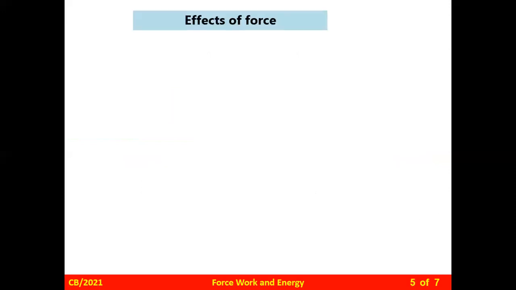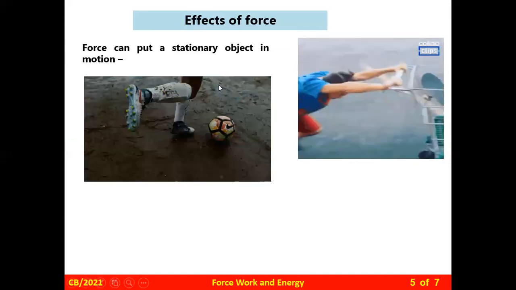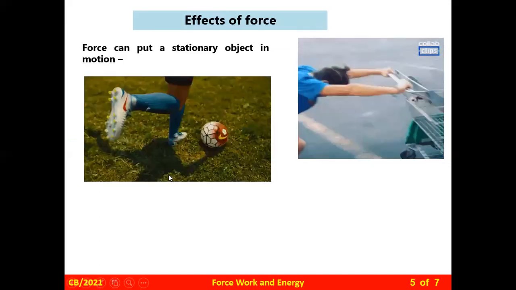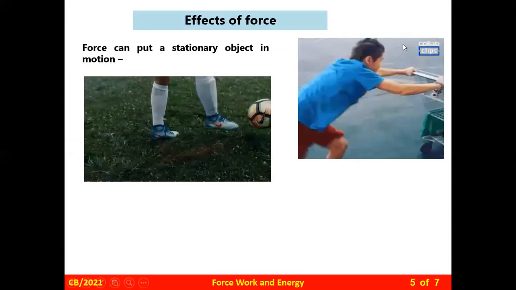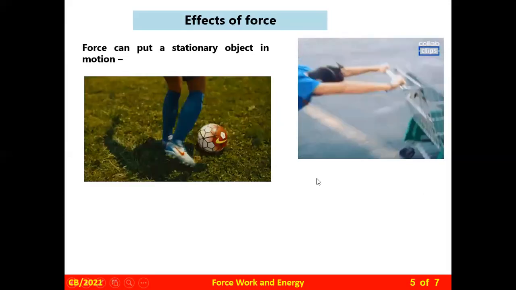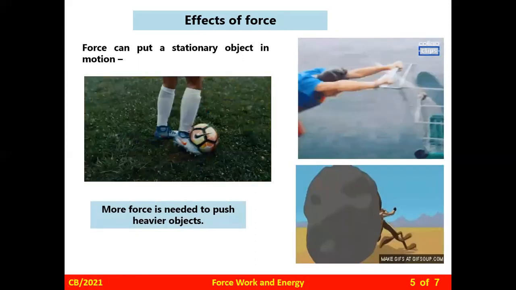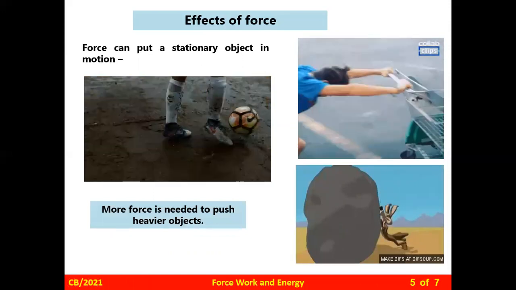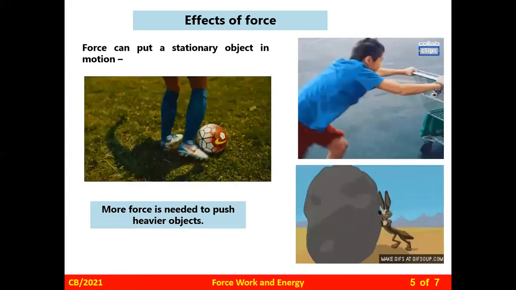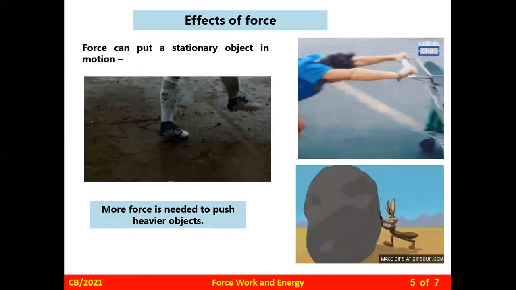Let us see what are the different effects of force now. Force can put a stationary object in motion. Force has the capacity to move a stationary object, something like these examples. You can kick a ball which is not moving and it starts to move. Or you can push a trolley which was stationary, and once you apply force on it, it starts moving. So force can put a stationary object in motion. To move objects of heavier type, you need more force, isn't it? So more force is needed probably to push a trolley which is filled up with a lot of stuff, maybe in a supermarket.